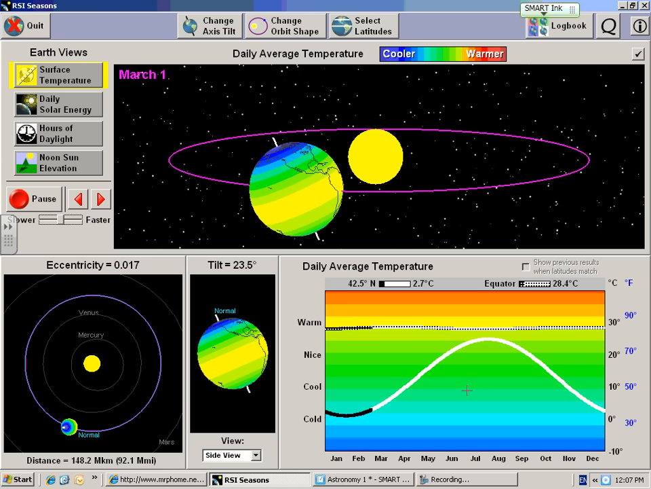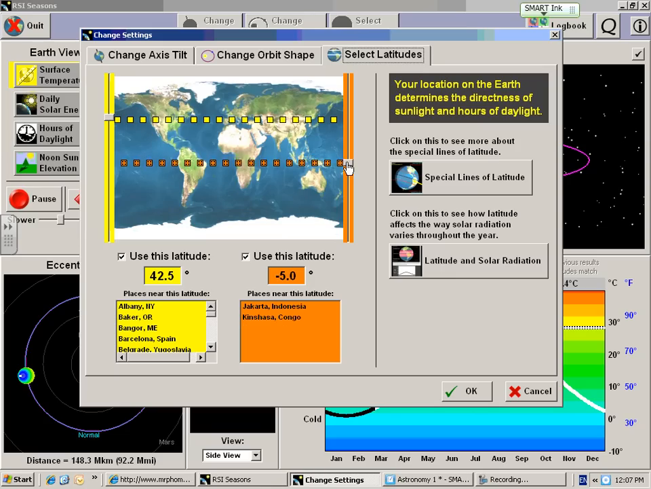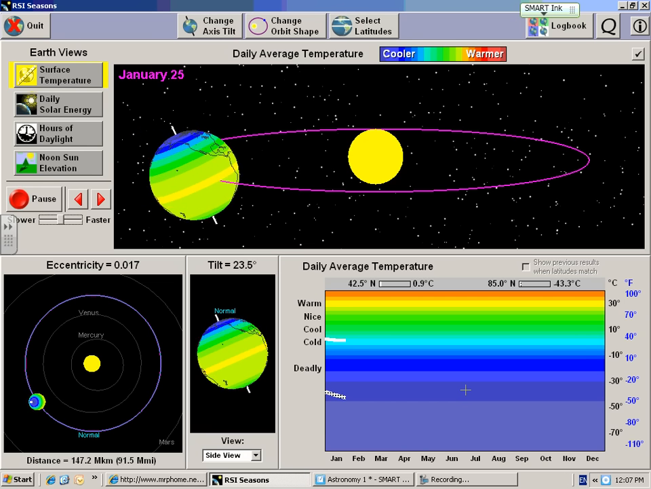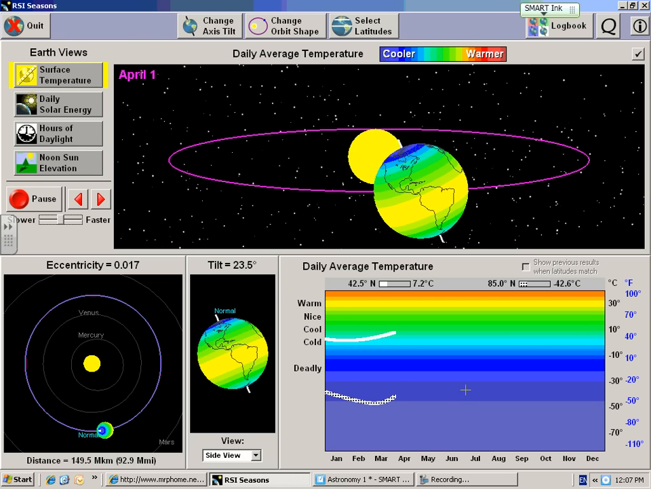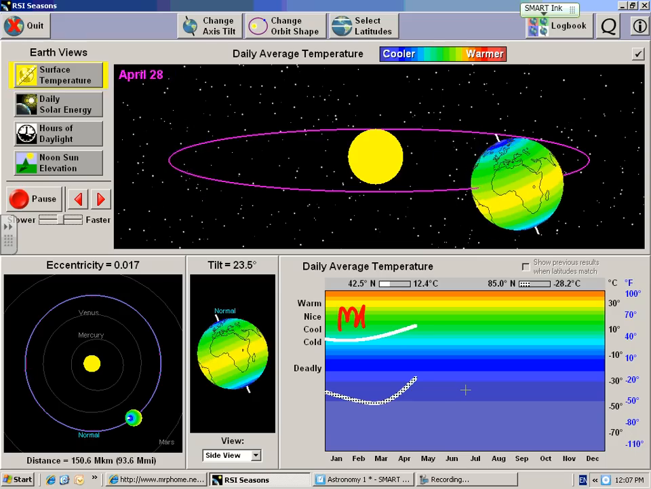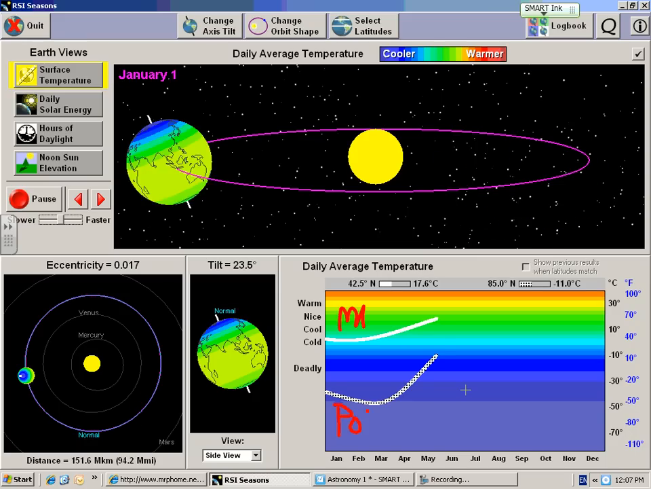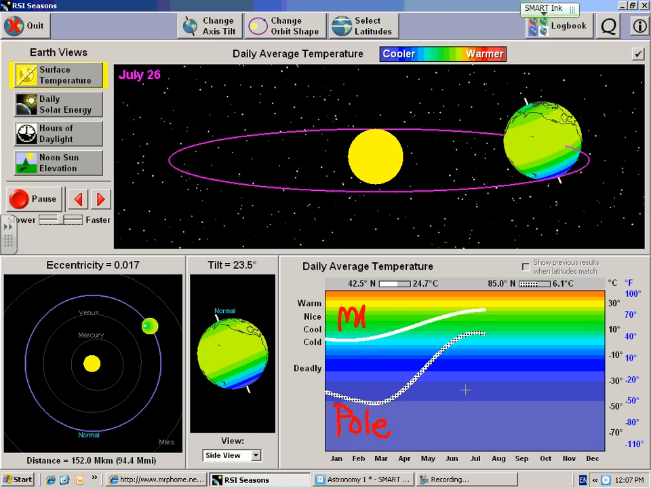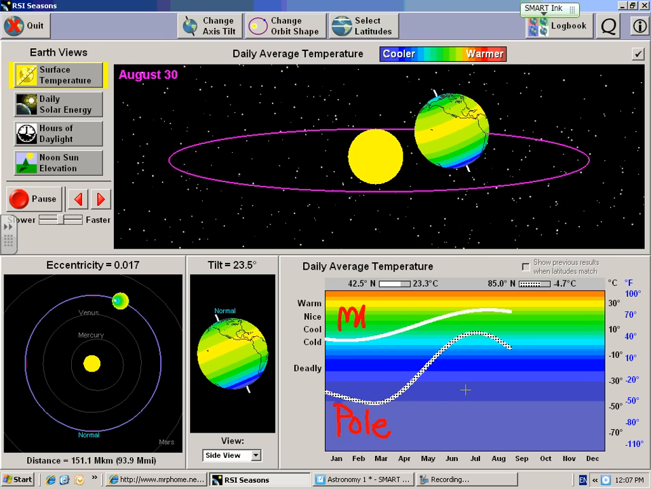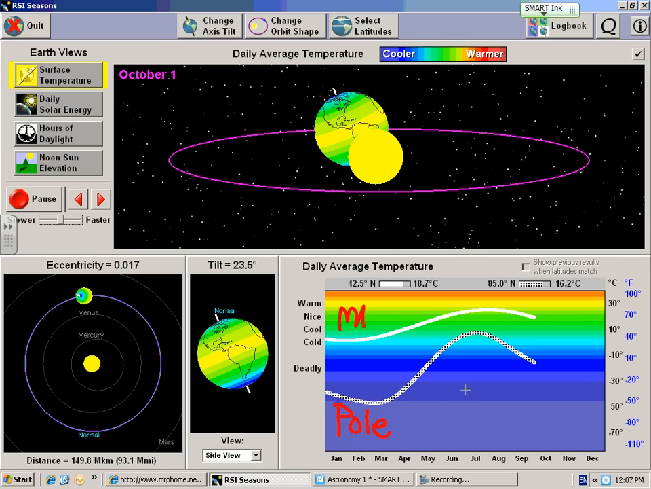Last comparison, let's take our equator and move it up to the poles. And now you'll see a little different. This is going to be Michigan, and this is going to be the poles. Notice the change in temperature. We have our fluctuation, but they have a greater change or greater fluctuation.